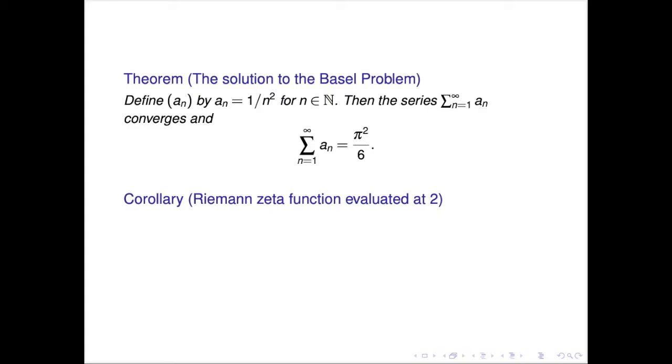A quick corollary to this is that the value of the Riemann zeta function evaluated at the point 2 is also pi squared upon 6, because the Riemann zeta function evaluated at the point s is the sum of the terms 1 upon n to the power s as n goes from 1 to infinity.